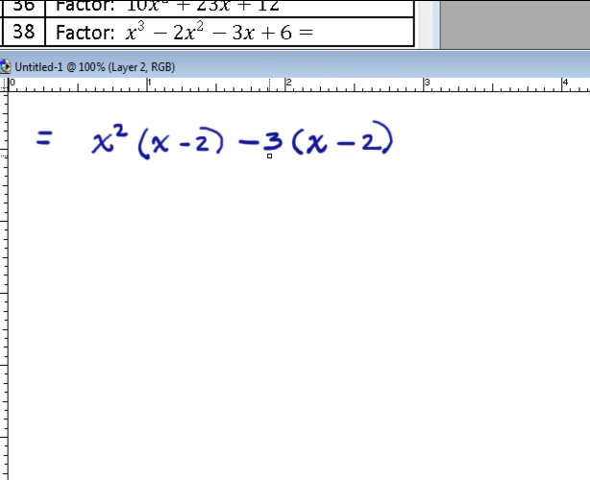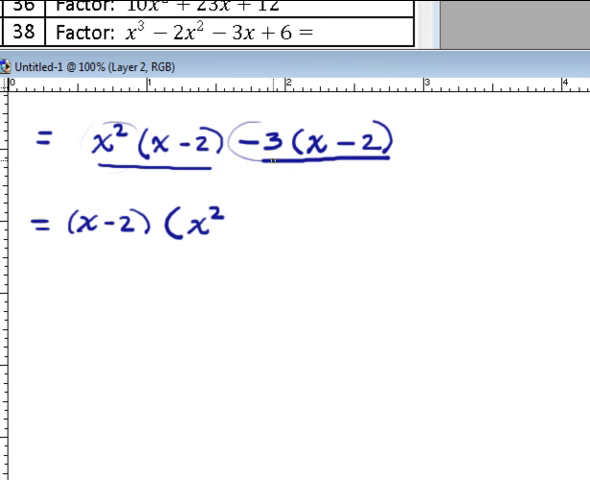Let's check that. If we multiply back, we get minus 3x. That's what we have here. And then minus 3 times the minus 2 is plus 6. So you see that's right. This is correct. So from the first group, we can pull out that x minus 2, and we'll be left with x squared. And from the second group, we pull out x minus 2, and we're left with minus 3. So here's the factorization.